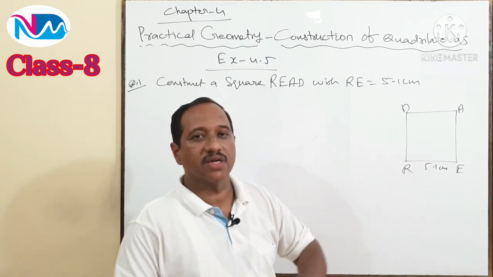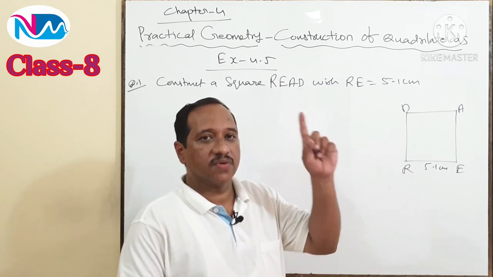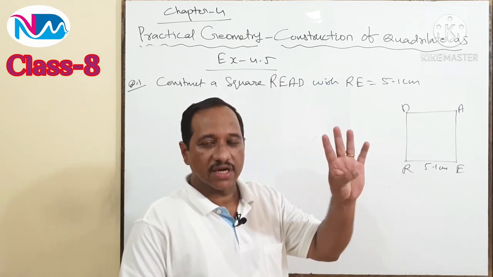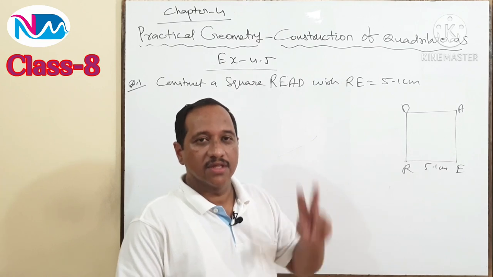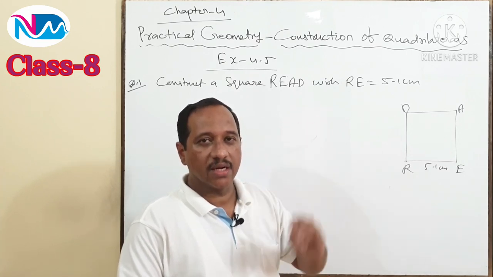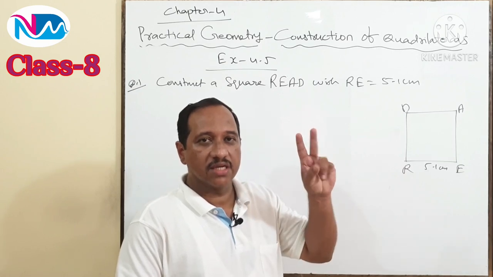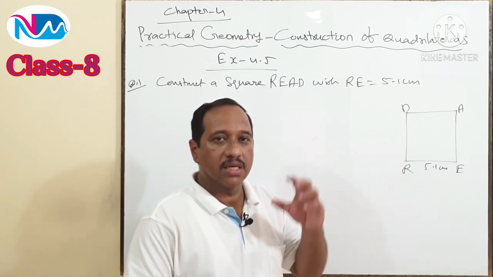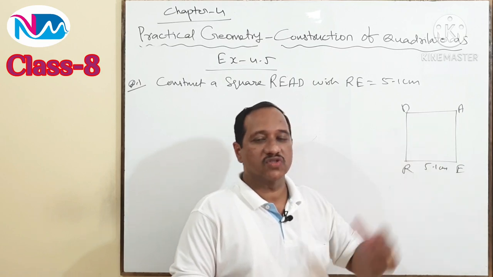We have 4 different methods of construction. First one is 4 sides and 1 diagonal are given. 3 sides and 2 diagonals are given. 2 sides and 3 angles are given. 3 sides and 2 angles are given. Here we are given only one side.